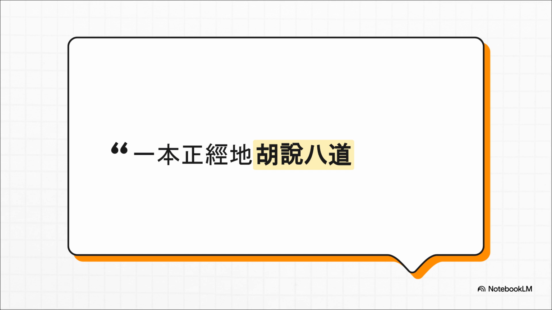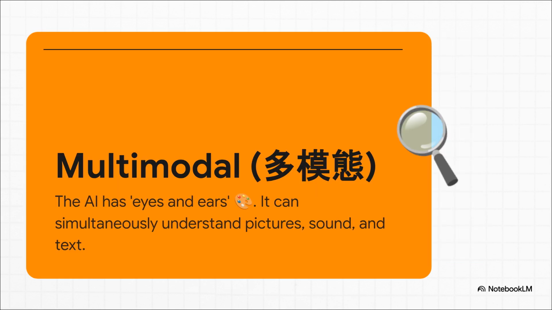The lesson? Always verify. But on the flip side, one of its most incredible new talents is what we call multimodal. It's a fancy word, but all it means is that the AI is getting eyes and ears. So now it's not just about text anymore. It can look at a photo you give it, listen to a sound clip, and understand it all together. It's getting a much richer sense of the world.